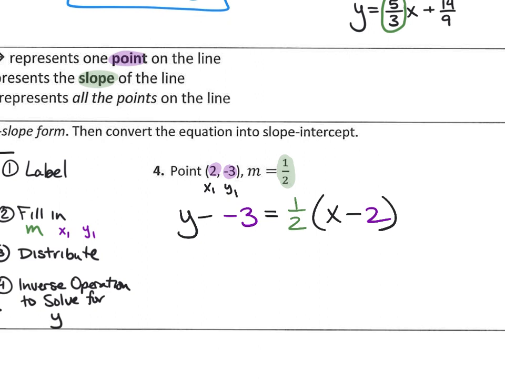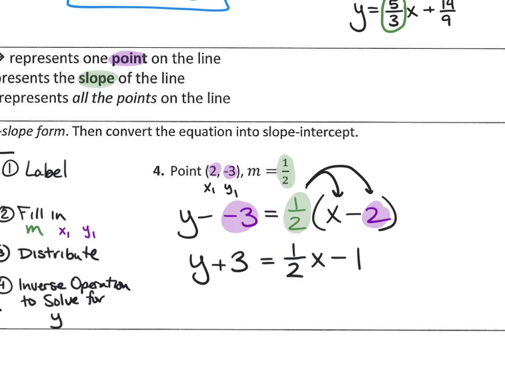Fabulous. Because again, we put our slope where the slope goes, we put our x1 where the x1 goes, and our y1 where the y1 goes. Now, I did actually have a little stretch question in here for you, because when I do my next step, which is distributing, this right side of the equation becomes 1/2 x minus 1. But I can actually simplify the left side. What is minus a minus? Positive. So when I write this down, I actually want to simplify that part to a +3.